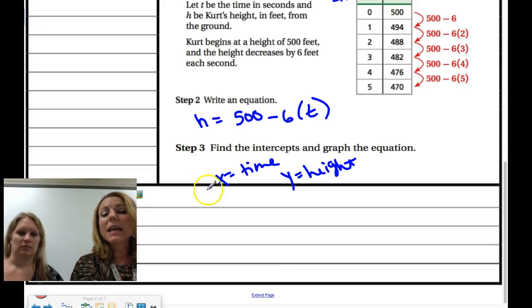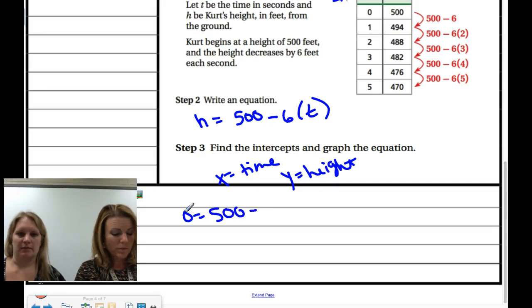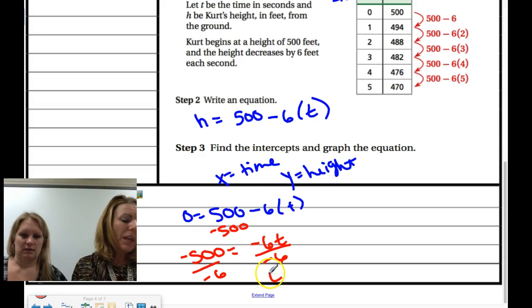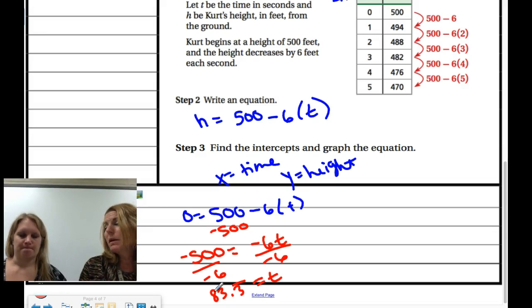So we're going to set h equal to 0. So 0 equals 500 minus 6 times t. We're going to solve for t. I'm going to subtract 500, so I get negative 500 equals negative 6t. If you divide both sides by negative 6, you're going to get 83.3 repeating. We write it with a line over the top. That is going to be our x-intercept.